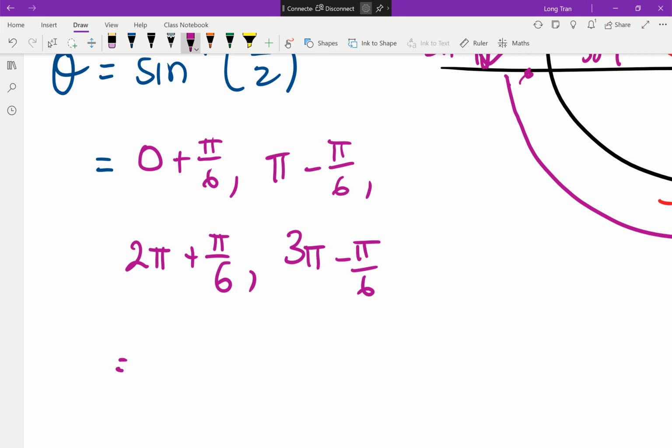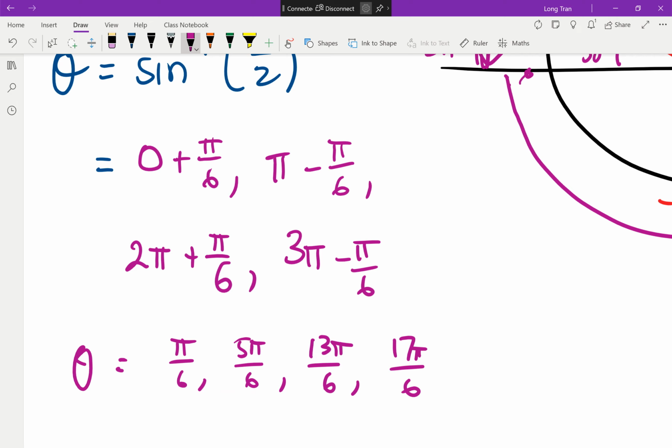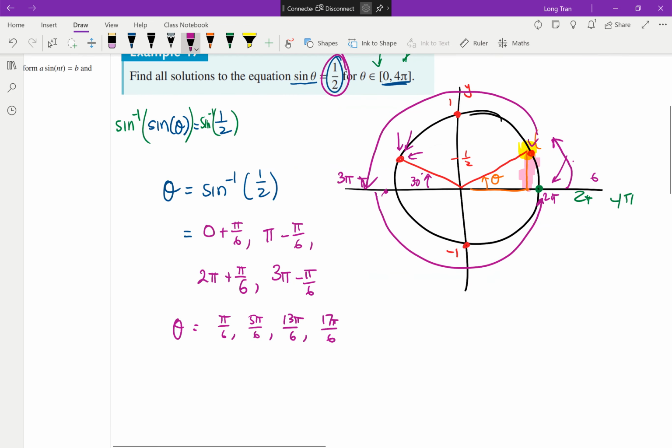I have 0 plus pi on 6, which is pi on 6. I have pi minus pi on 6, which is 5 pi on 6. I have 2 pi plus pi on 6, which is 13 pi on 6. And then 18 minus 1, 17 pi on 6. So you can see what I mean about why students find this hard. One, you get multiple answers. Two, we're working with fractions.